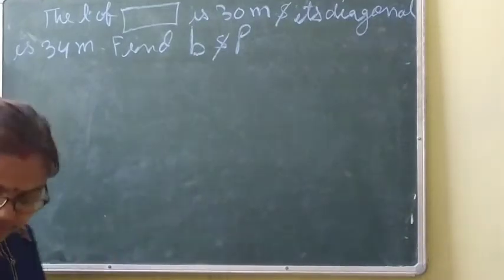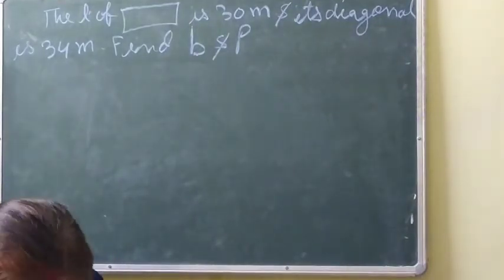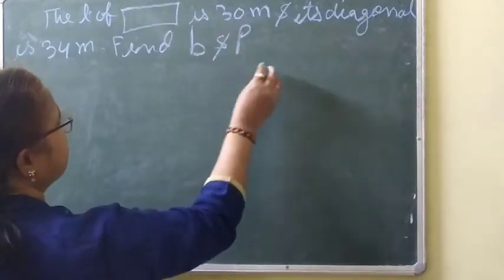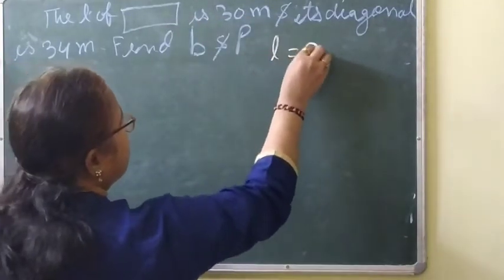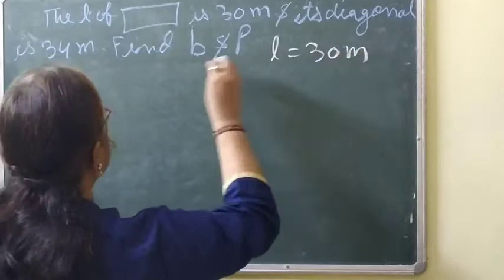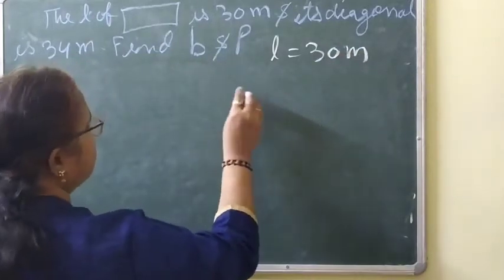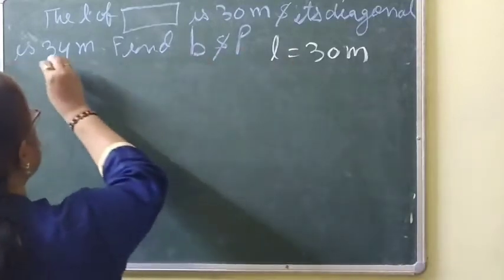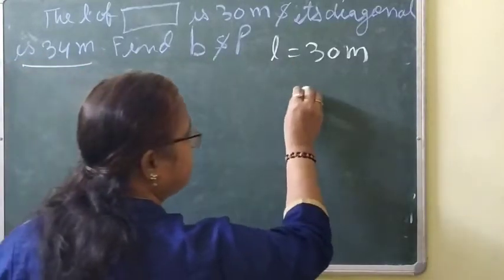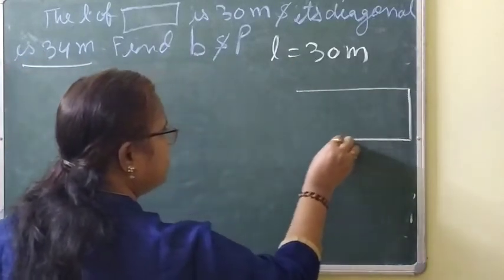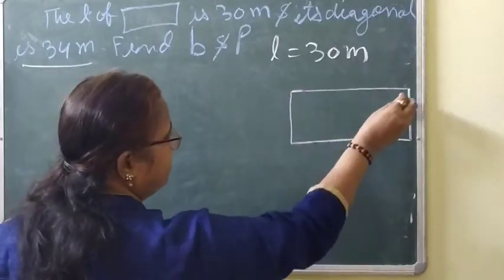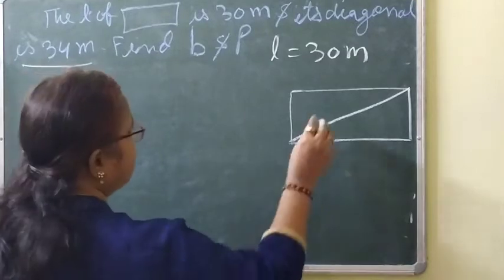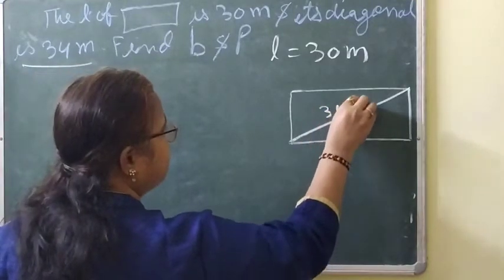So the length of the rectangular field is given. Length is given what? 30 meter. We have to find out the breadth. So how we'll find out breadth and the perimeter? And its diagonal is also given, 34 meter. What is diagonal? If this one is the rectangular field, then this line is called a diagonal. So your diagonal is given 34 meter.